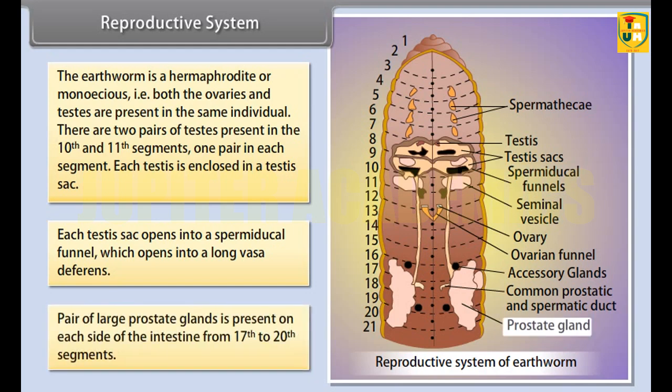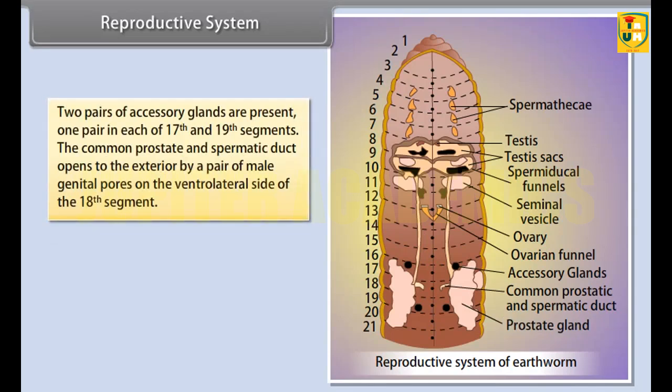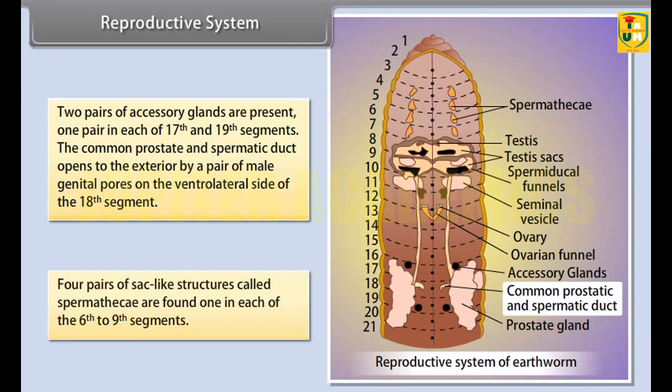A pair of large prostate glands is present on each side of the intestine from the 17th to 20th segments. 2 pairs of accessory glands are present, 1 pair in each of the 17th and 19th segments. The common prostate and spermatic duct opens to the exterior by a pair of male genital pores on the ventrolateral side of the 18th segment. 4 pairs of sac-like structures called spermathecae are found, 1 in each of the 6th to 9th segments.